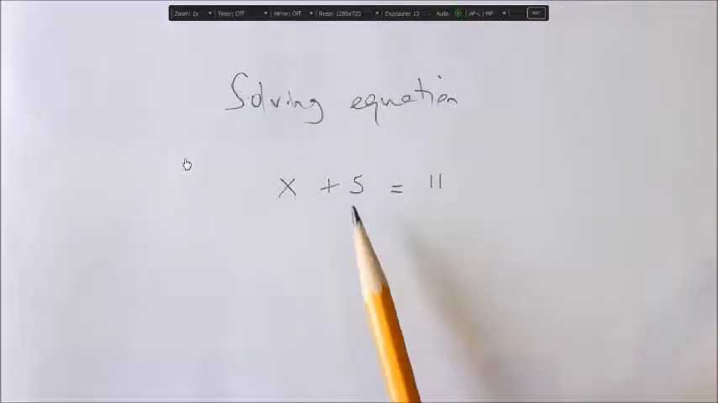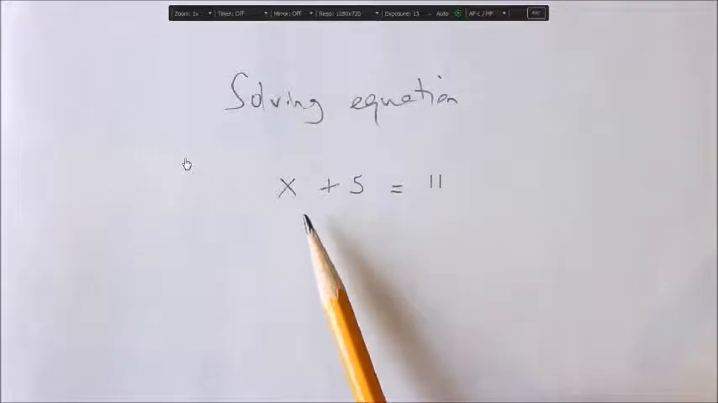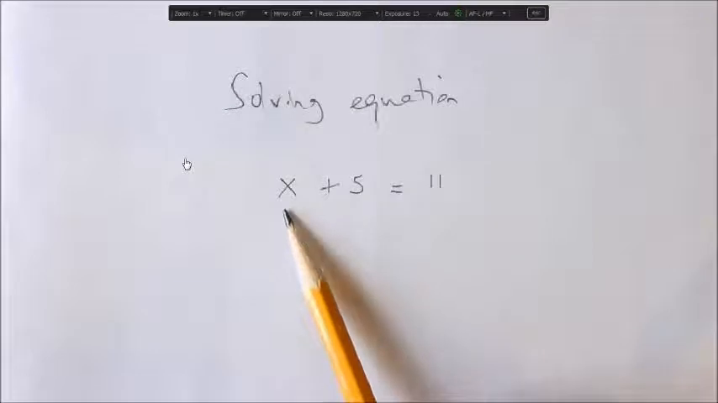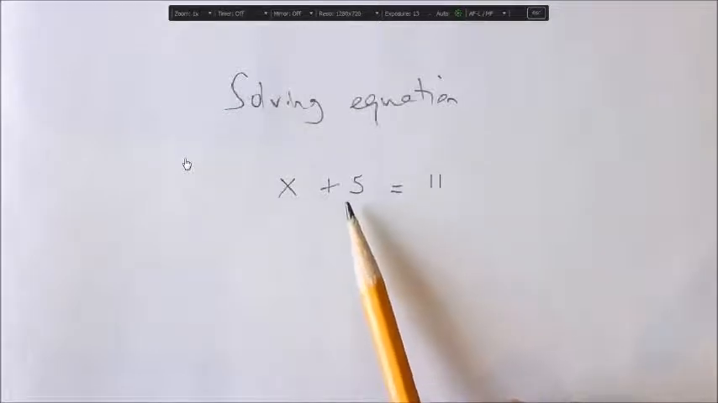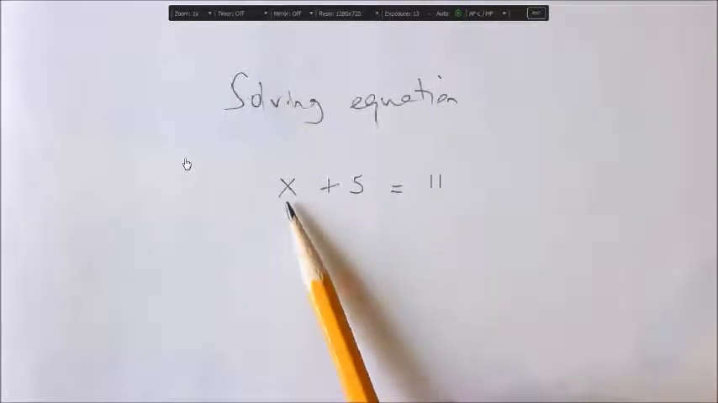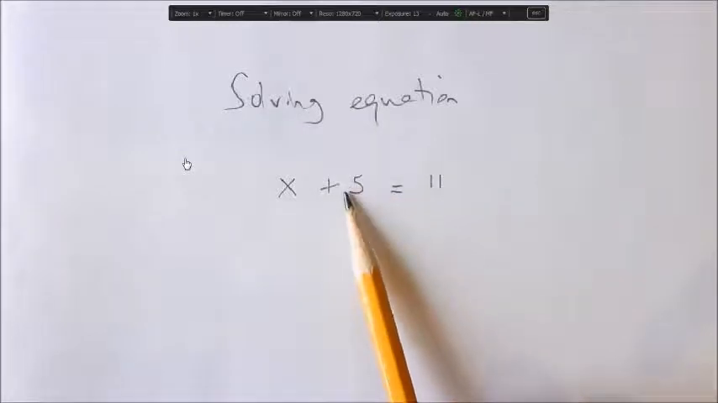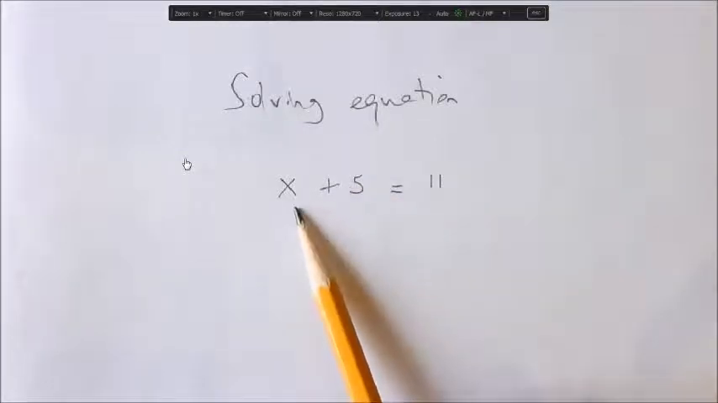So x plus 5 equals 11. You can probably do this in your head and try to think of what number plus 5 is 11. So that number is 6. But when we use algebra, we're showing that thinking. So why would x be equal to 6? That's because the difference between 11 and this 5, what's left over, is 6.